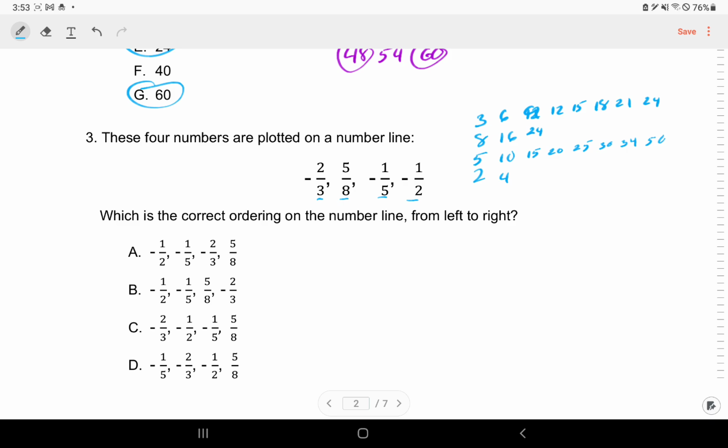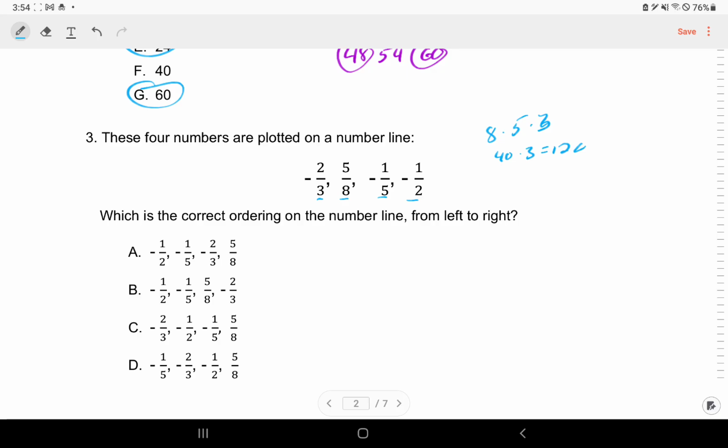So what I'm doing is looking for a common denominator, something that 3, 8, 5, and 2 all go into. If 8 goes into it, then 2 will. One of the easiest things is 8 times 5 times 3. 8 times 5 is 40, times 3 is 120. I'm getting a common denominator here.